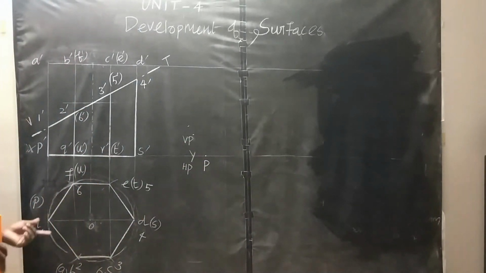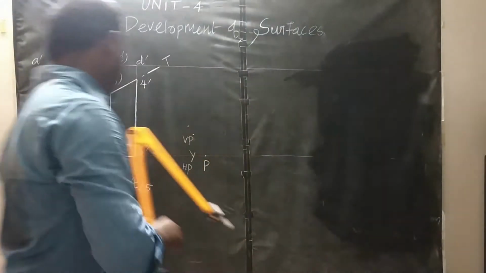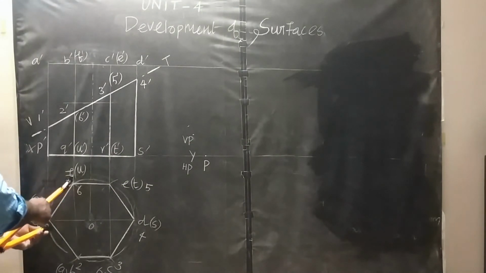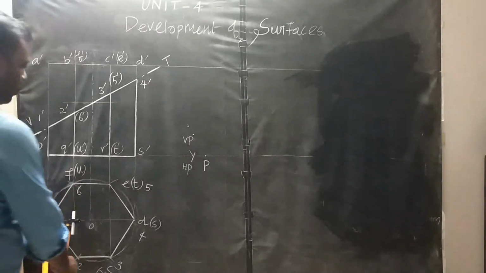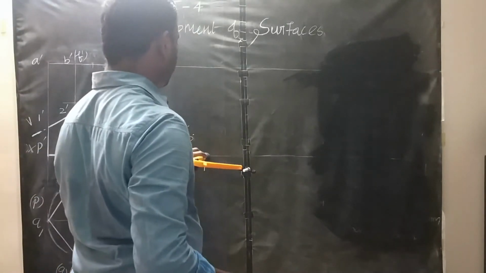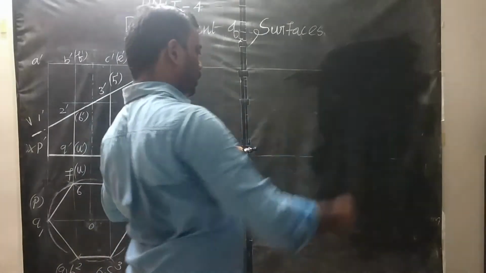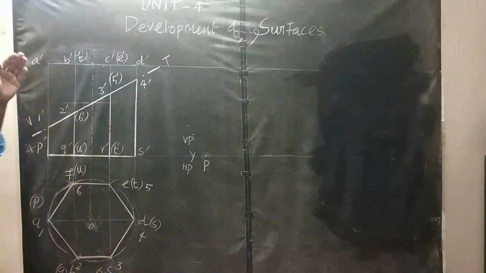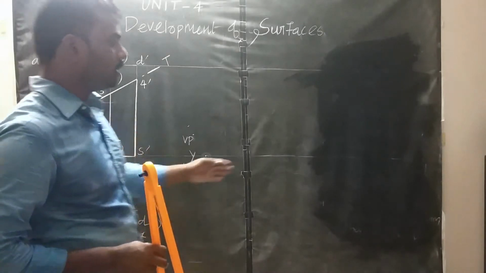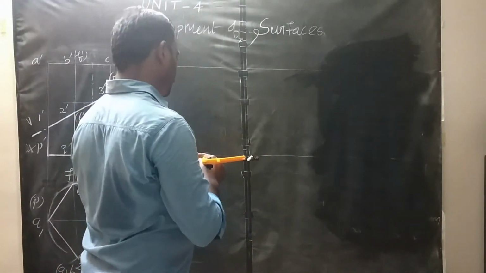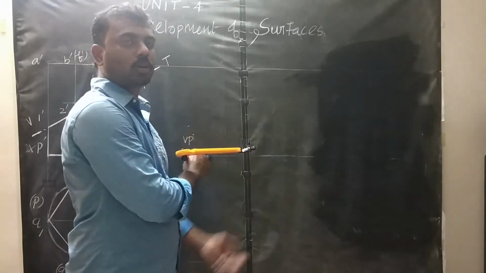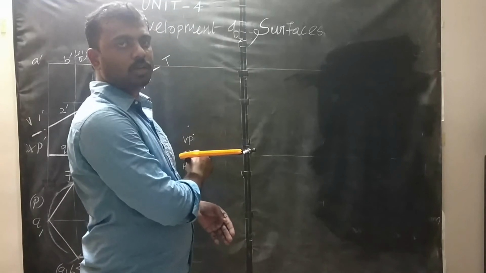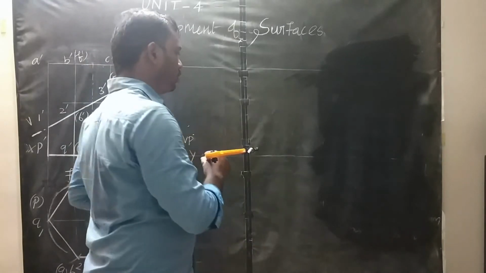Then the side length is how much? 20 mm. The side length is 20 mm, so take that length as radius. Now point P is the center, then draw 6 arcs on this horizontal line, because this contains 6 vertical faces. Suppose pentagon, draw 5 arcs on this line. Suppose square prism, draw 4 arcs on this line. But in this problem we have a hexagonal prism, so draw 6 arcs on this line.